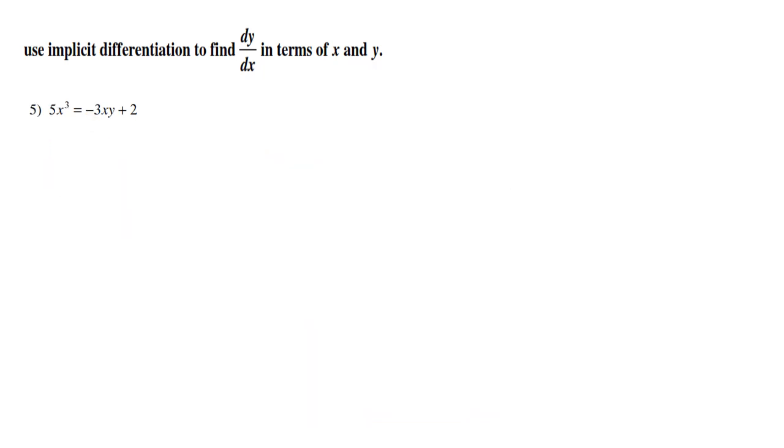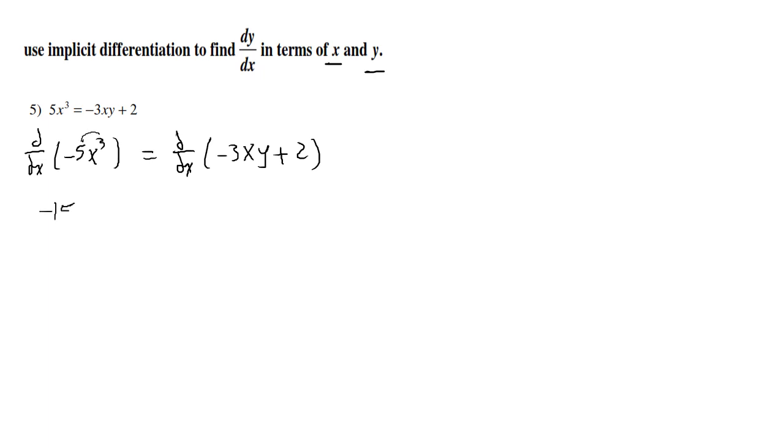Use the implicit differentiation to find dy by dx in terms of x and y for negative 5x to the power of 3 equals negative 3xy plus 2. So d by dx for the left hand side, which is negative 5x to the power 3, and d by dx for the right hand side, which is negative 3xy plus 2. Derivative of negative 5x to the power of 3: I'm going to put down the exponent, so it's negative 15x, taken from the power 1, so it's going to be x power 2.